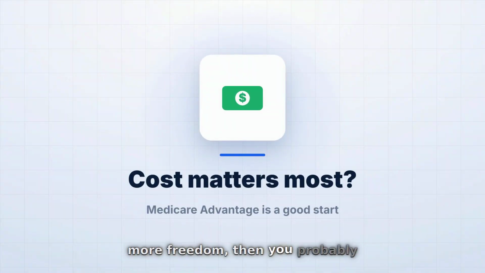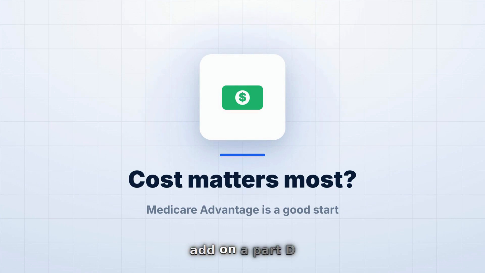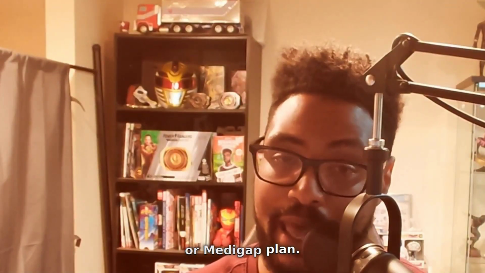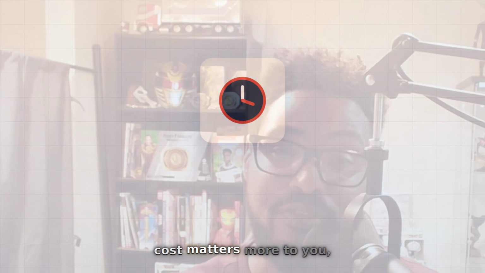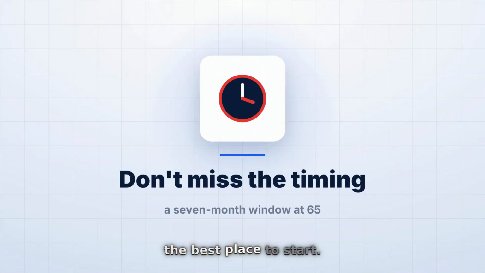So if you want more freedom, then you probably want to go with original Medicare, then add on a Part D or Medigap plan. And if cost matters more to you, then a Medicare Advantage plan is probably the best place to start.